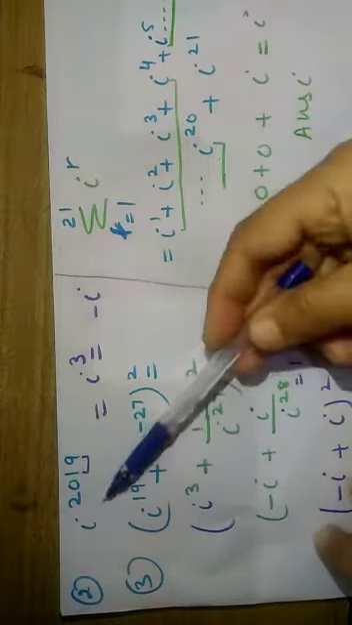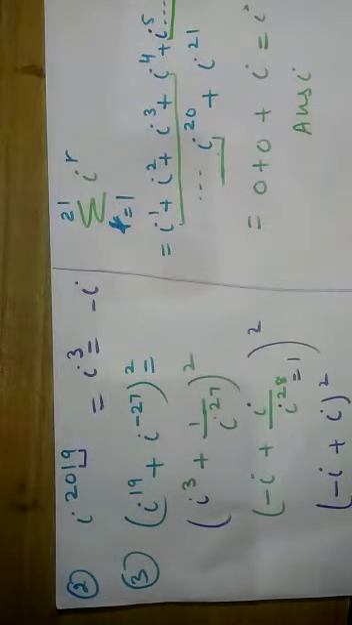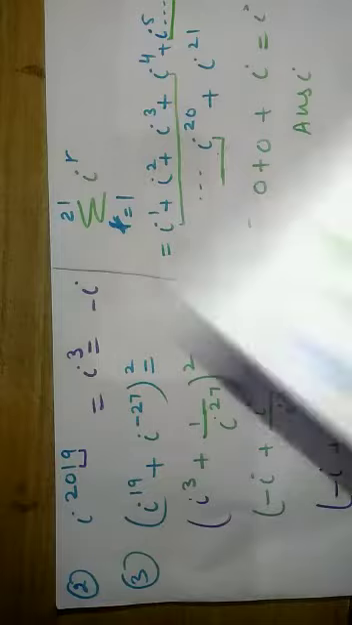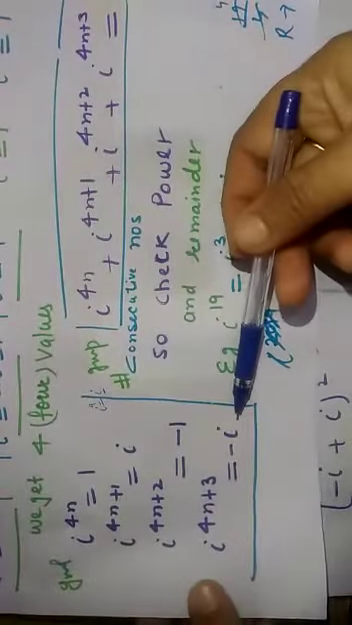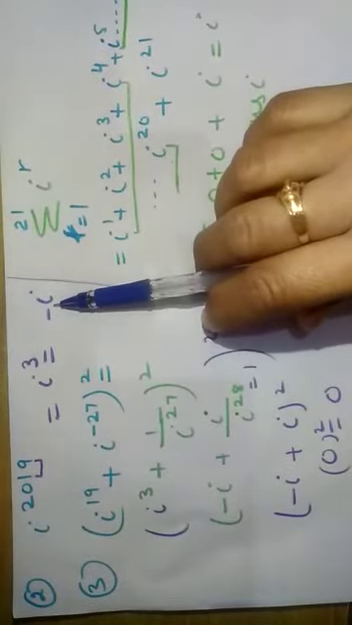So I can write it as iota raised to power 3. As I have told you, if I am getting remainder 3, then the result will be minus iota. So it will give me the result minus iota.